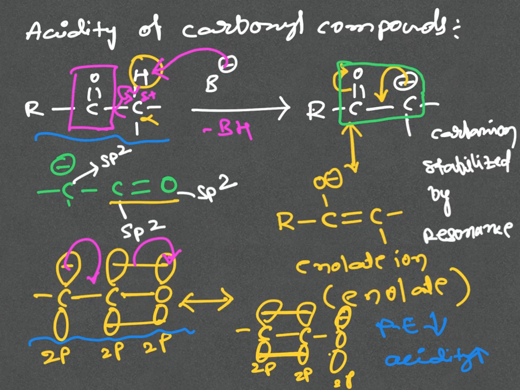Hence, we can conclude that the acidic strength of the carbonyl compound depends upon the formation of the enolate ion. If the carbanion formed is more stable, those molecules will show greater acidic strength.